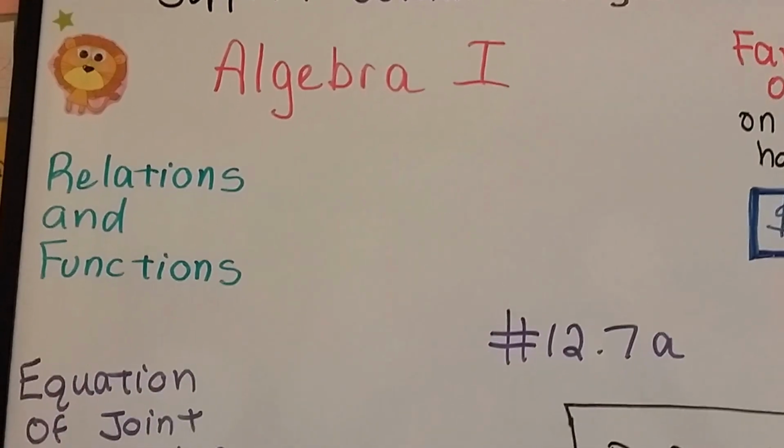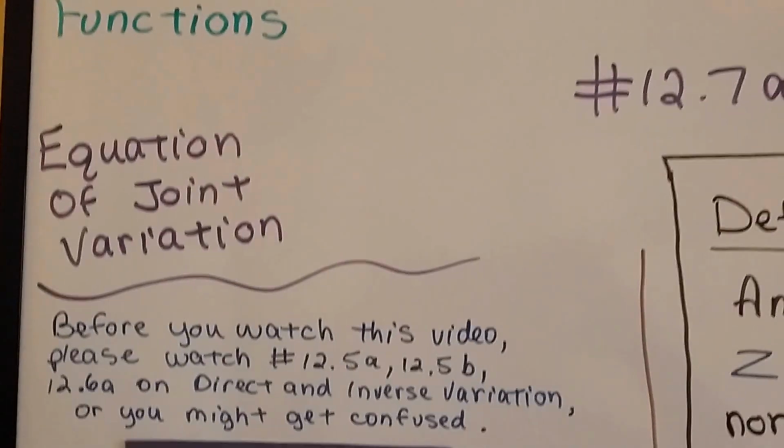Algebra I 12.7a, equation of joint variation.